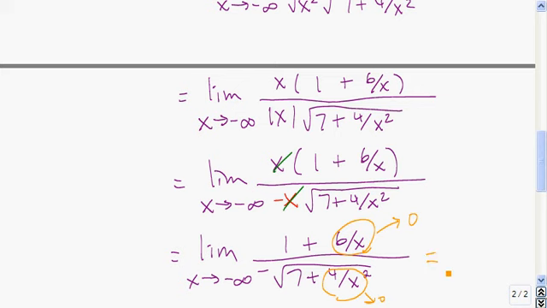Therefore, the value of this limit is 1 plus 0, or 1, divided by negative square root of 7 plus 0, or just 7. So the value of our limit is 1 over negative root 7, or we could write it as negative 1 over root 7.